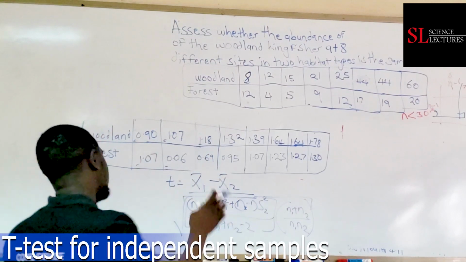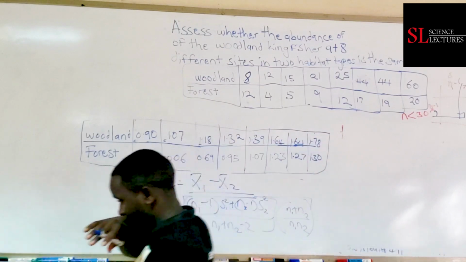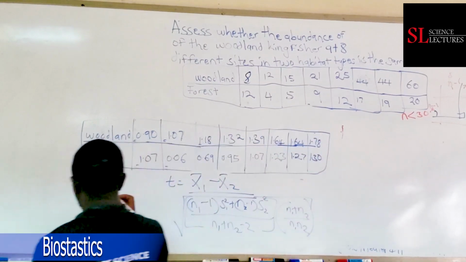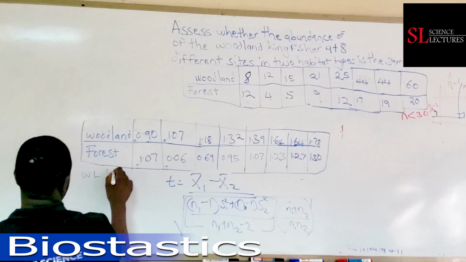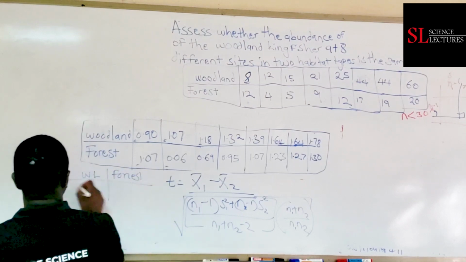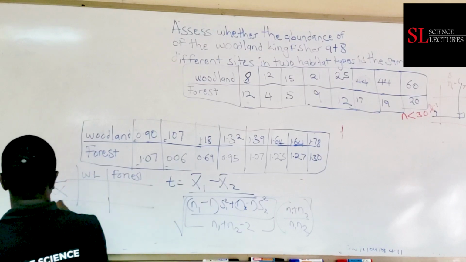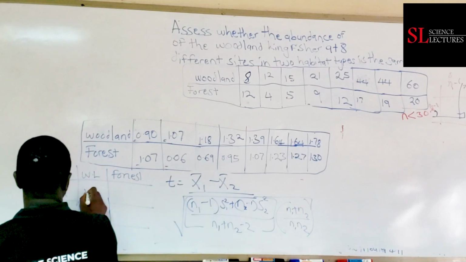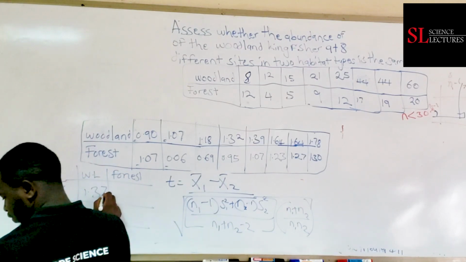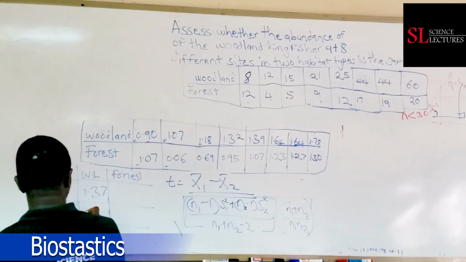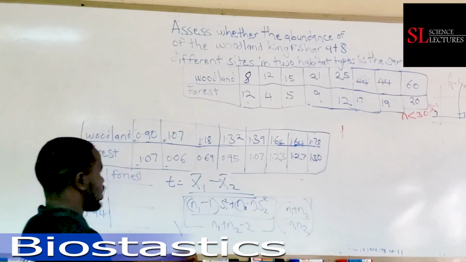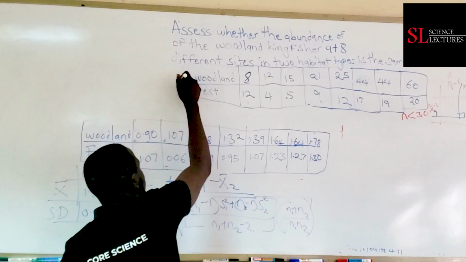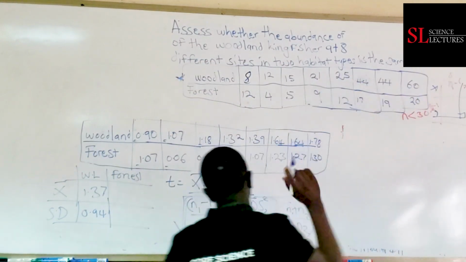So what happens here? You get the mean for the woodland and the mean for the forest, alongside their standard deviations. From my calculations here, I have 1.37, then I have 0.94. Very important to note here, you get the means of these values that you have formed after transformation, not this initial set of data. Please take note.